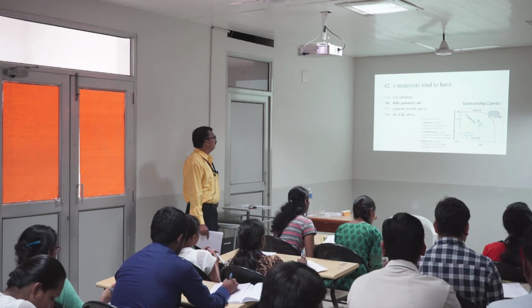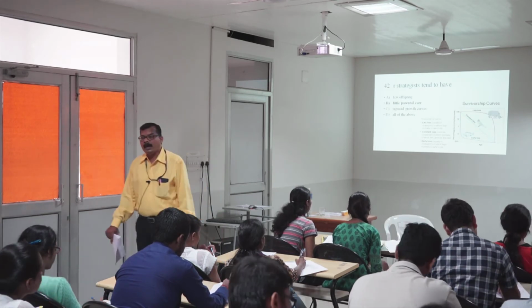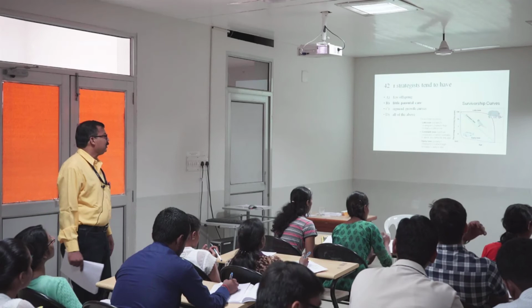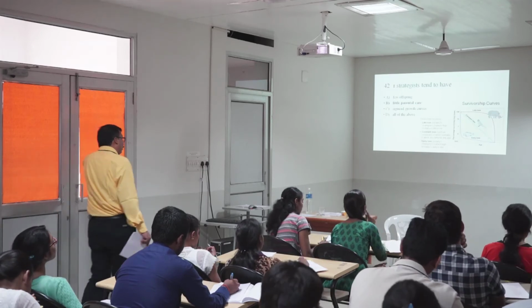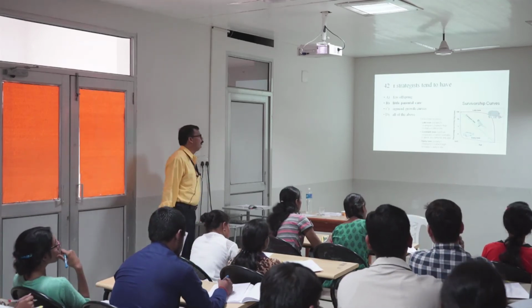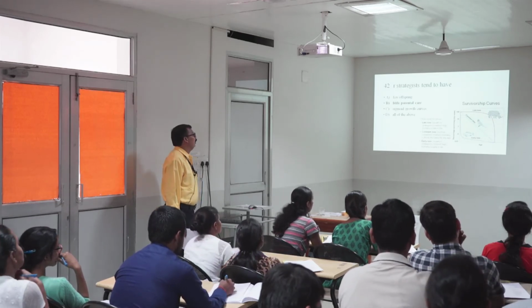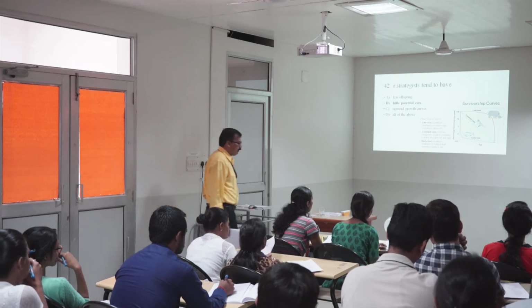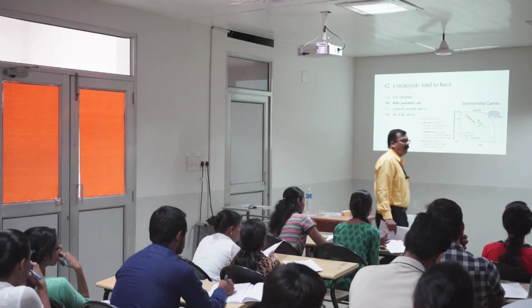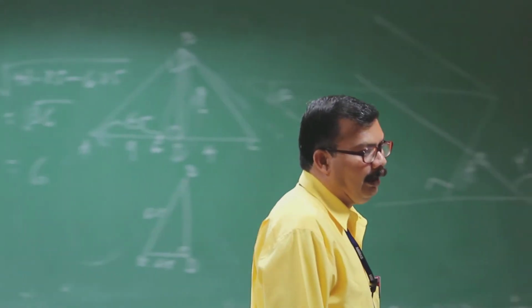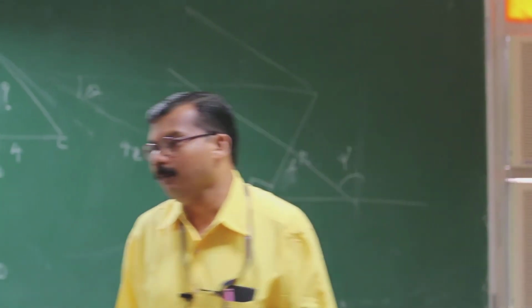Our strategies tend to have little parental care. Now this deals with the survivorship curve. You can see the typical example of survivorship curves shown on the right side. There are two strategies, one is R and the second is K. R and K particularly are given more importance.